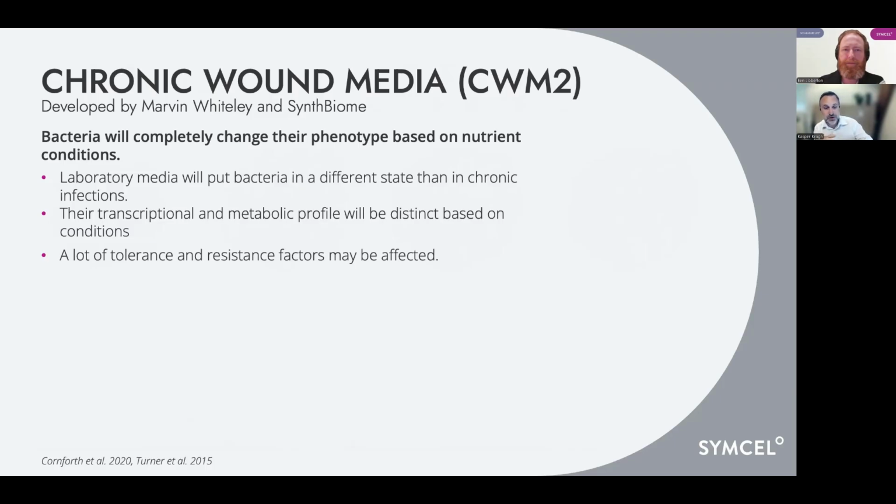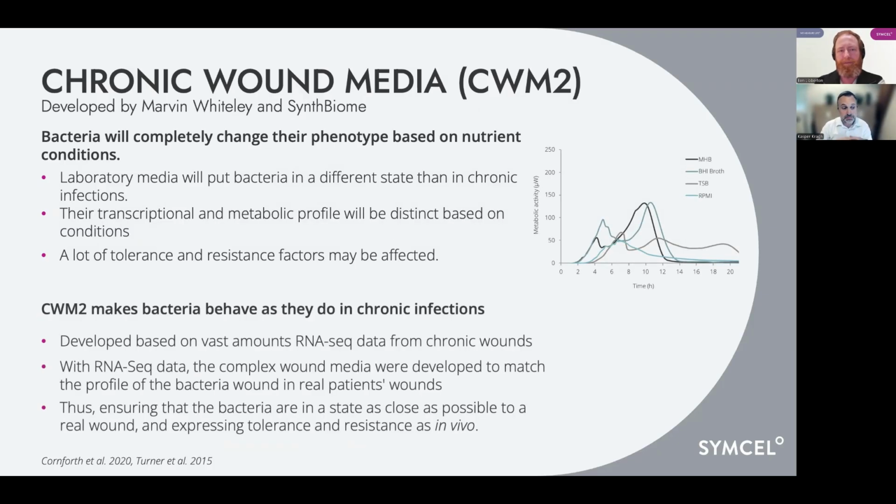And as we know that some of these phenotypic factors are super important for the buildup of tolerance and resistance in some of these infections, it is super important for us to actually get closer to the real state of bacteria in infections. So Marvin and his team have been using RNA sequencing data to actually build media that mimics the real wound. They have collected a vast amount of RNA-seq data from chronic wounds from around the world.